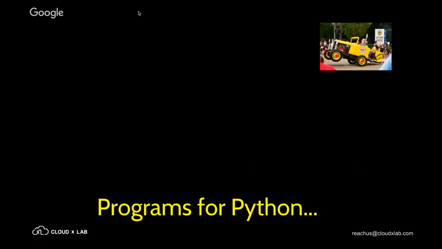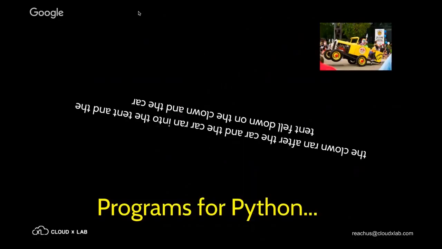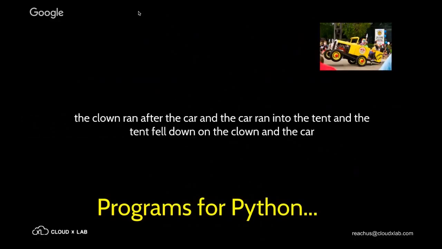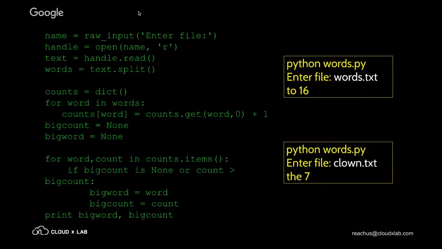Now moving ahead, when you start programming computers, you will realize that life gets very interesting, or you could say it goes crazy. For example, life would look like this: the clown ran after the car, and the car ran into the tent, and the tent fell down on the clown and the car. So basically, when you start programming, you will realize that a lot of things are not exactly like a dance step.